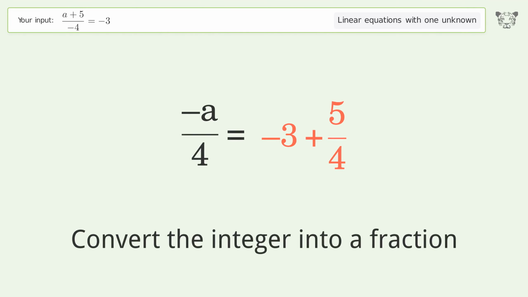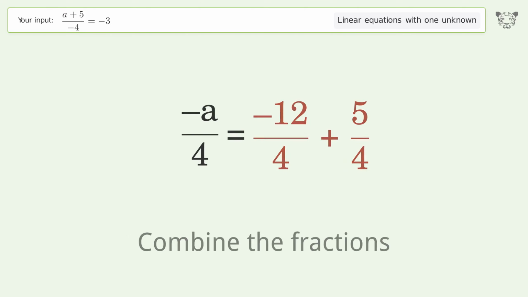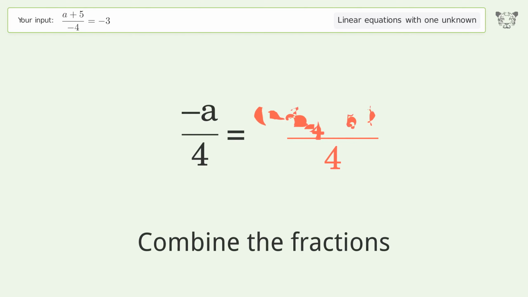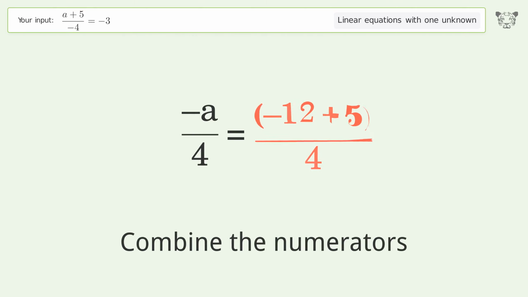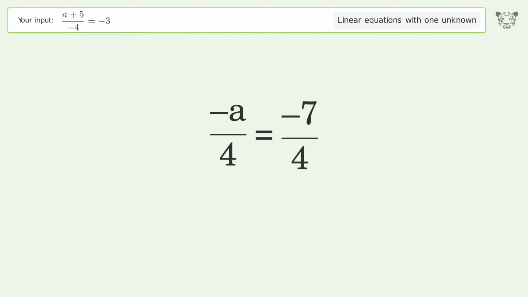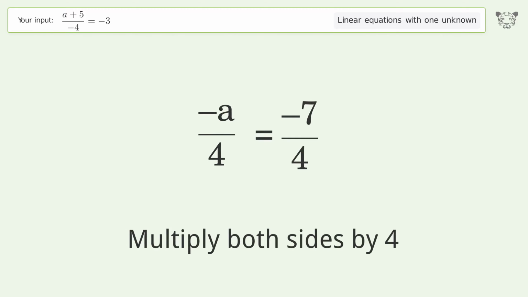Convert the integer into a fraction. Combine the fractions. Combine the numerators. Isolate the a. Multiply both sides by 4.